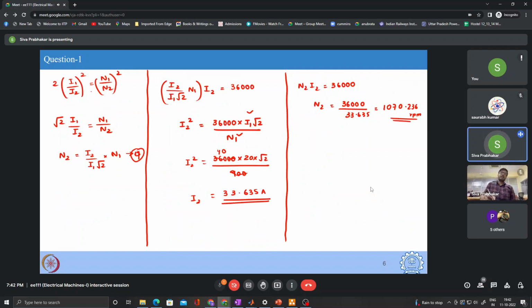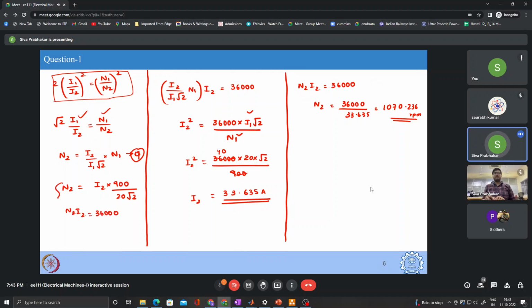And using the other equation of torque, you can get another equation connecting I2 and N2, which are the two unknowns, because here I1 is known, N1 is known. So you just substitute the values, and it is a matter of substitution, you've got a relationship. So let me write it here as I2 into initial speed, which was 900, and the initial current was 20 into root 2. So there was one more equation, which is I2 into N2 equal to 36,000.